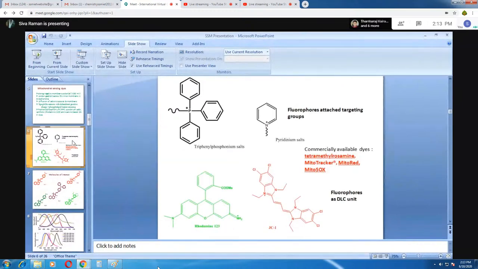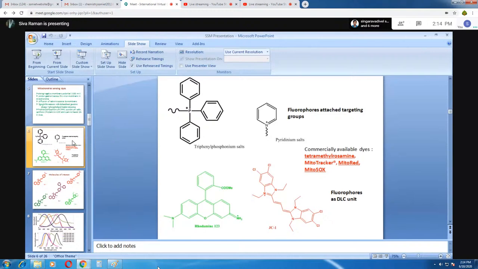Yes, triphenyl phosphonium salts: the phosphorus atom is attached to four different alkyl or aryl groups. Next is pyridinium salts. These two have positively charged groups, which are attached to an external fluorophore. These types of compounds can be used to track mitochondria. They are termed fluorophores attached with targeting groups.